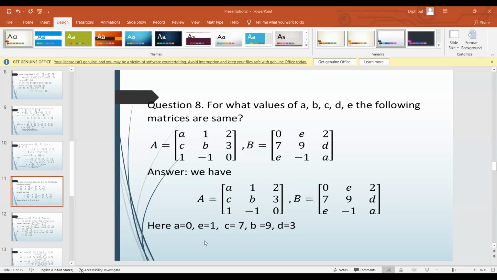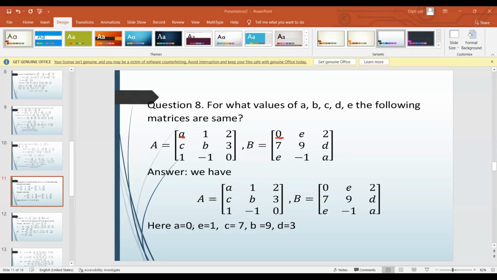So we are on question number 8. Here it is given that both matrices are the same, for what values of a, b, c, d, e. And we know that two matrices are the same if both are of the same order and both have the corresponding elements the same. So these will be equal if the first element of the first row is equal to the first element of the first row in B.